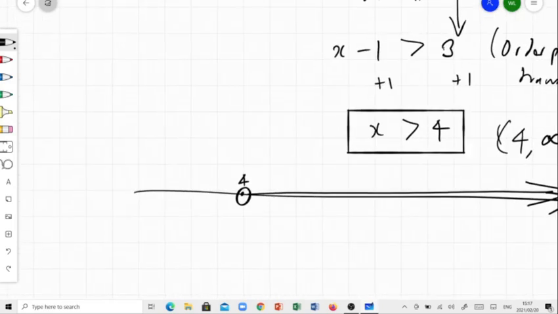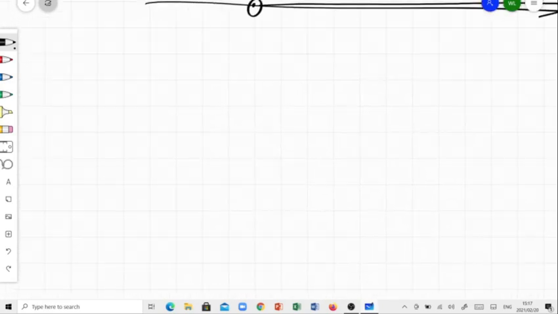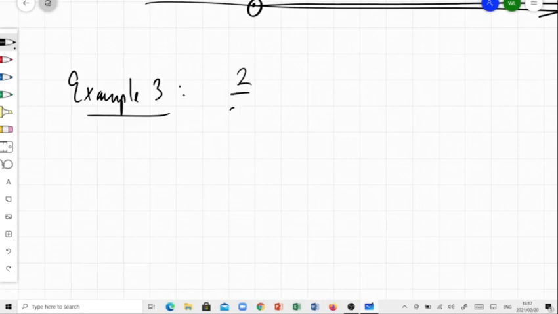Let's now do another inequality. Okay, so this is example 3. We have to now solve an inequality. So let's solve 2 over x minus 1 dominates 5. Okay. So in this case, we have to be really, really careful now.